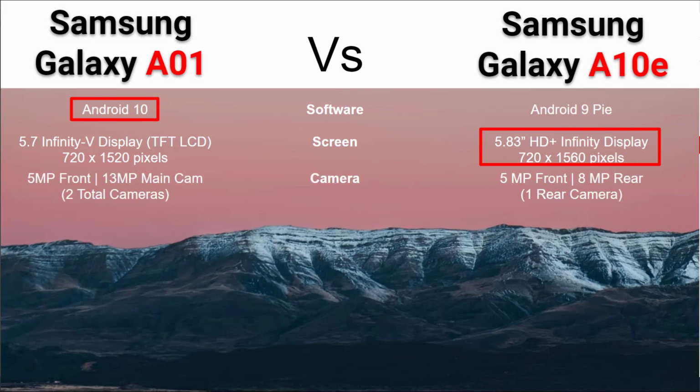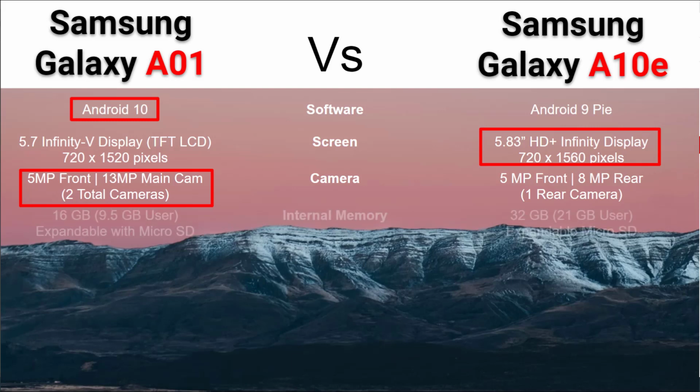Moving on to the cameras, this is where you're going to see a little bit of a larger difference. The A01 does have a dual camera setup on the back. So 13 megapixel as the main camera and a second camera, and a 5 megapixel front camera, whereas the A10e just has the 8 megapixel rear and 5 megapixel front camera.